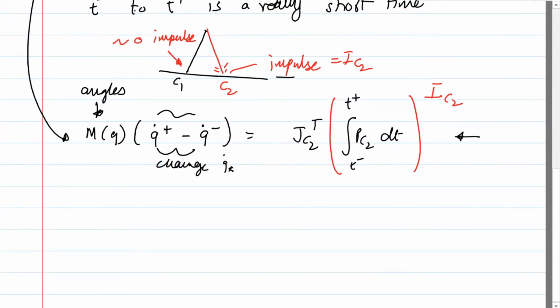However, we're missing one ingredient equation. When we write this equation, it turns out that we'll have more unknowns than the number of equations. That's because q dot negative is the velocity before foot strike, and we know the velocities before foot strike. We do not know the velocities after foot strike. q dot positive is x dot positive, y dot positive, theta 1 dot positive, theta 2 dot positive. Those are the unknowns.